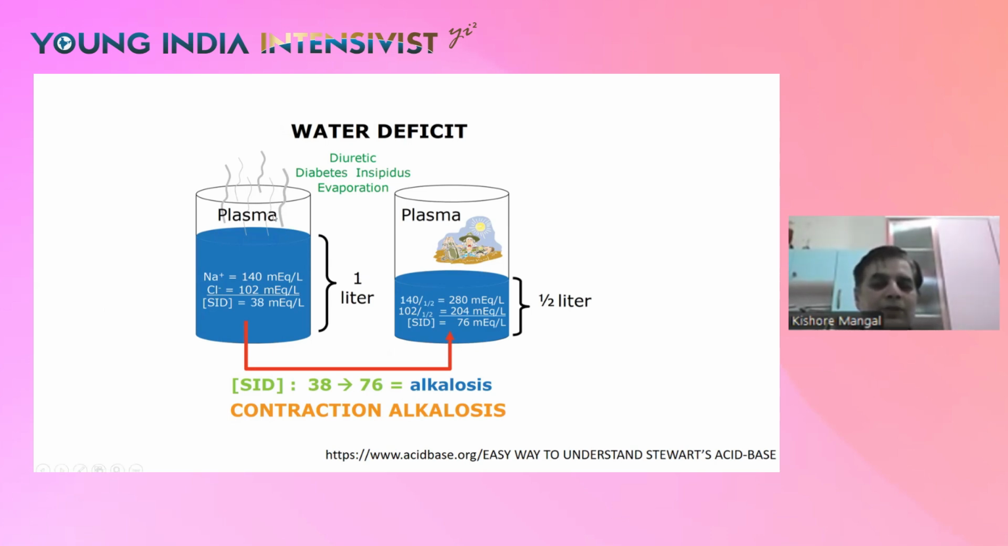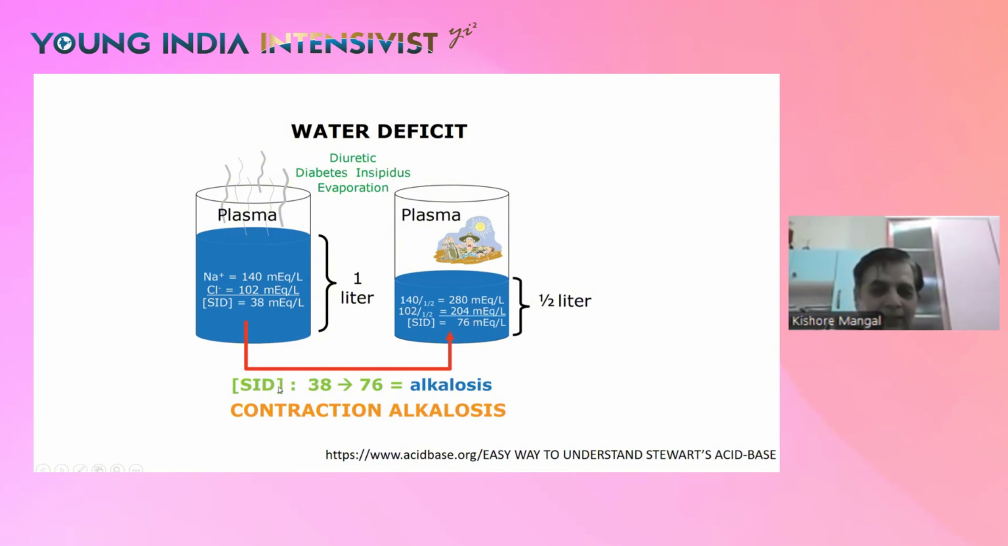Suppose this is normal plasma with 1 liter of fluid, and sodium is 140, chloride is 102, and SID here is 38, assuming that these are the two major strong cation and anion. If there is evaporation and it is reduced to half a liter, what will happen? The concentration will be doubled. Sodium will be doubled to 280, chloride will be doubled to 204. So the strong ion difference becomes 76.